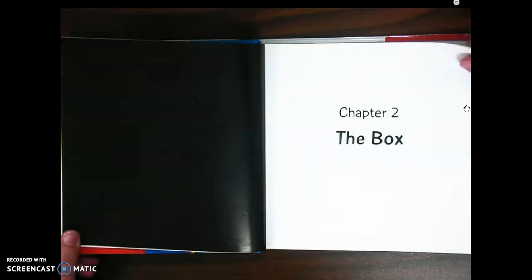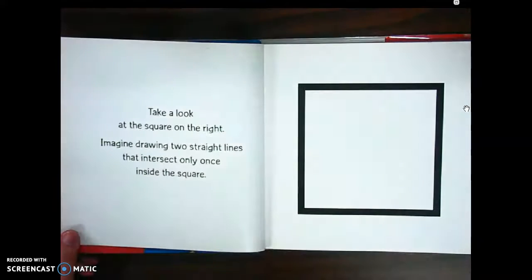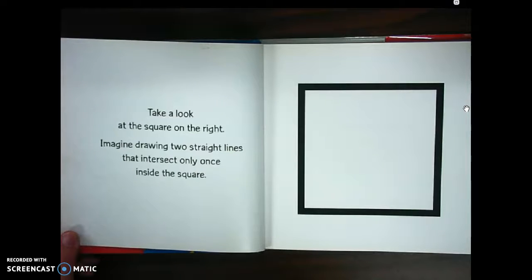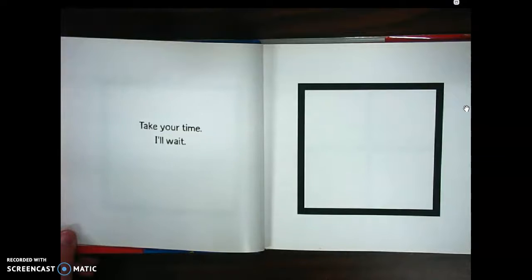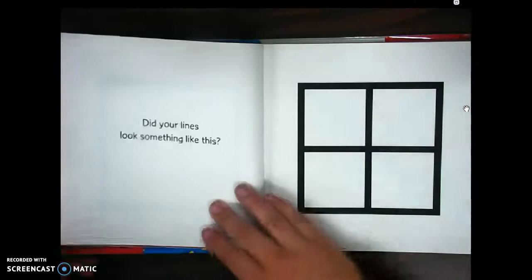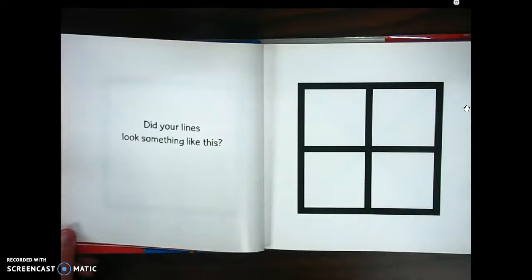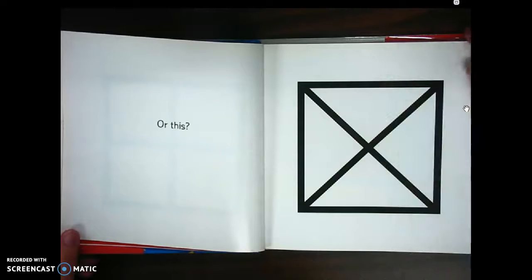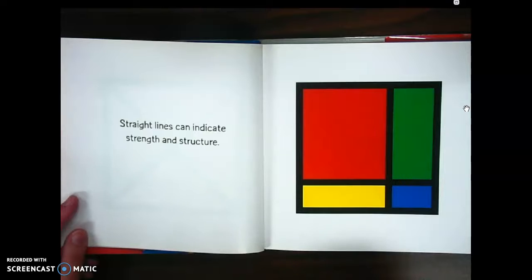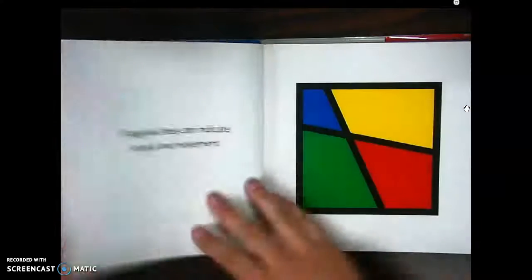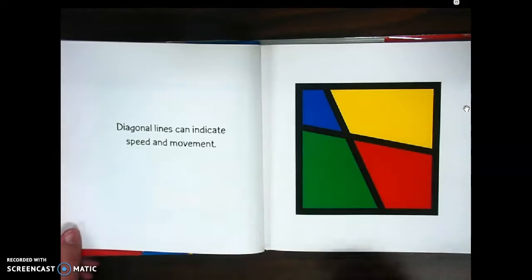The box. Take a look at the square on the right. Imagine drawing two straight lines that intersect only once inside the square. Intersect means that they cross over each other. Take your time, I'll wait. Did your lines look something like this? Or this? Straight lines can indicate strength and structure. Diagonal lines can indicate speed and movement.